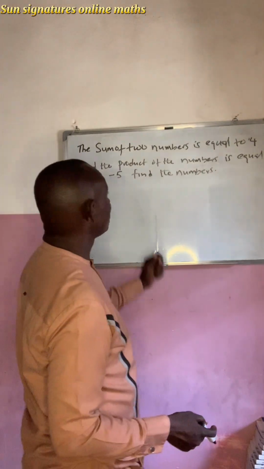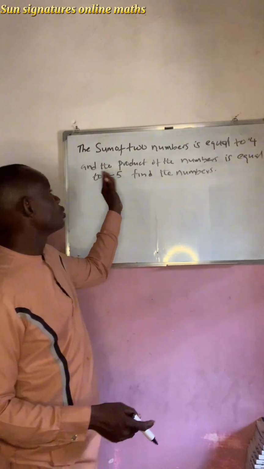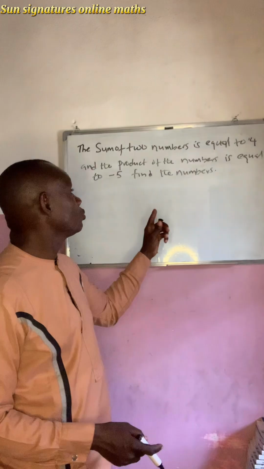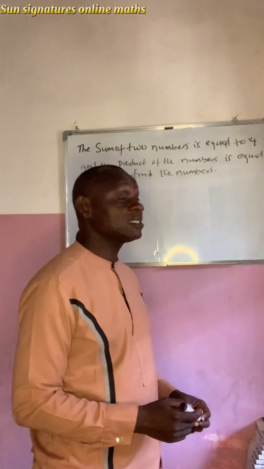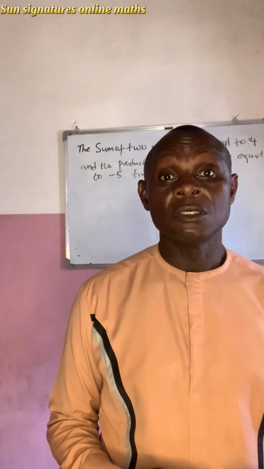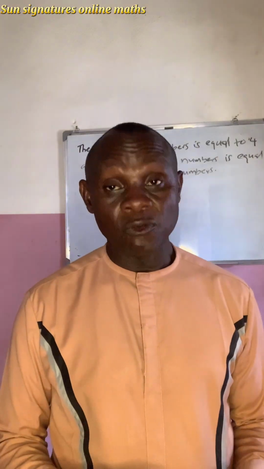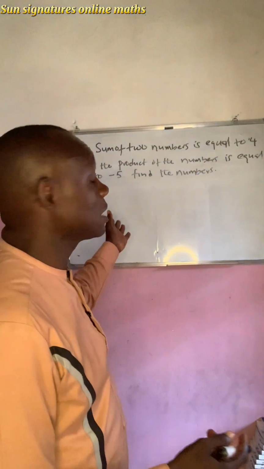Today we have a problem on the board, and the problem says the sum of two numbers is equal to 4 and the product of the numbers is equal to -5. Find the numbers. Now, it's a problem that we need to formulate a mathematical expression.